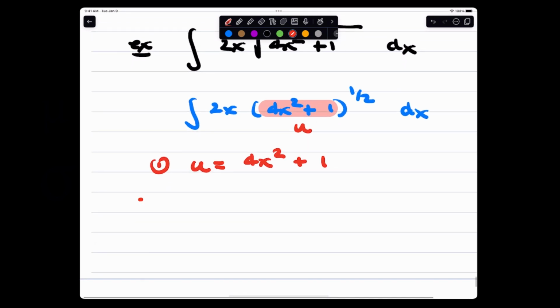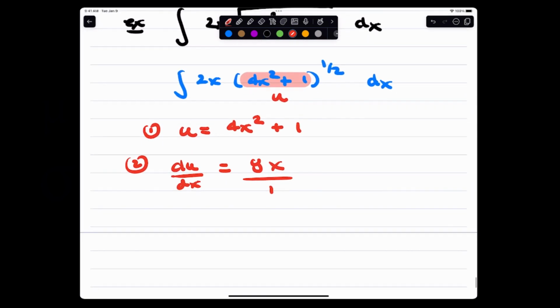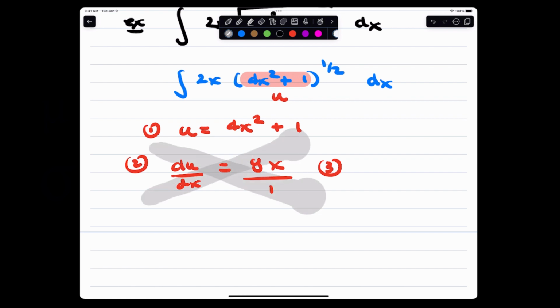What's the second step again? Du dx, what's that going to be? Isn't that 8x? We'll put it as 8x over 1. Because when you solve for dx now, what do you guys do? Cross multiply. You got a proportion. So that means du is going to be 8x dx. Is that true?